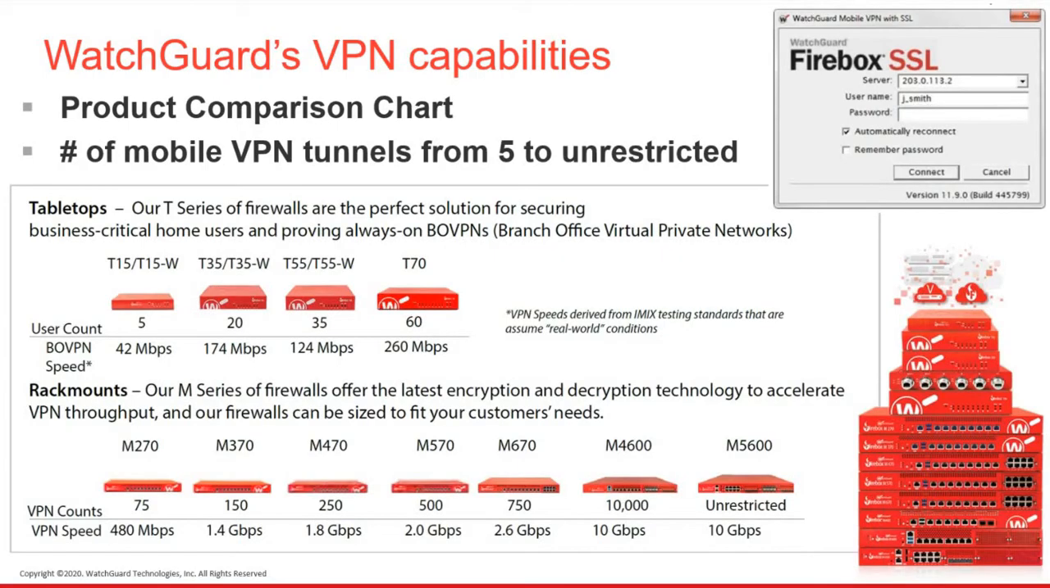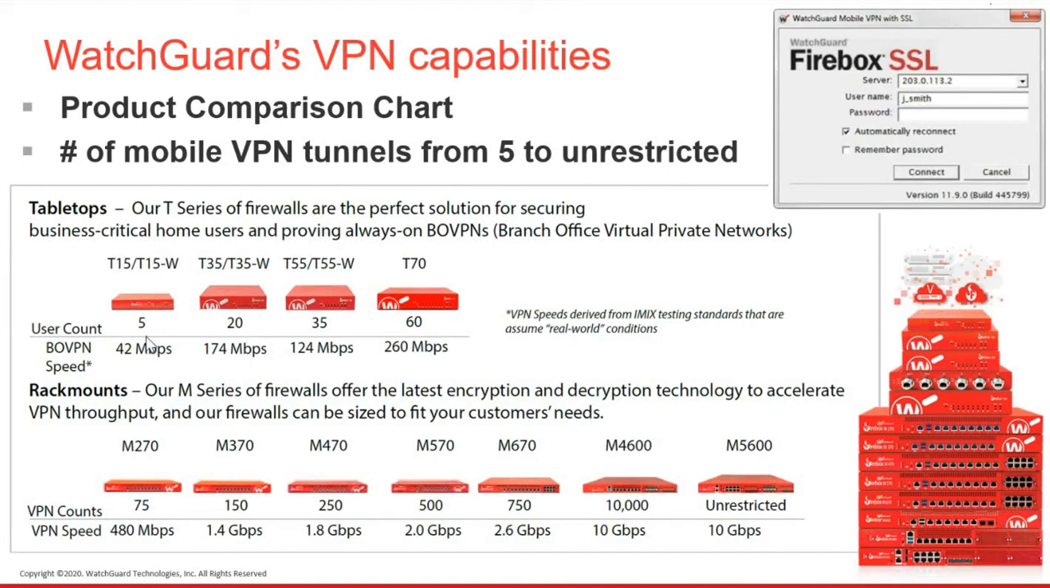So with WatchGuard, we have devices, appliances, in three forms. We have firewalls in three different versions. You can have a hardware version. The top one are the T series, which is the desktop size. At the bottom are the rack mount size, which is the M series.